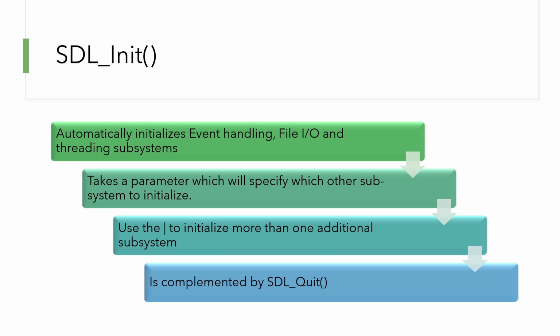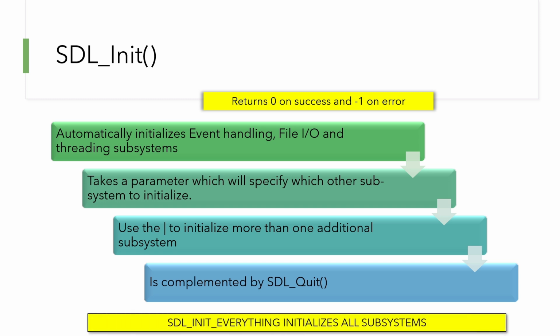Now remember, SDL_Init is a function, and so it has a return value. On success, it will return a 0, and a -1 if it fails. We need to check for this, of course, in our code. Now, instead of passing in the additional subsystems as parameters to this function, we could initialize all subsystems just by sending in one parameter to SDL_Init. And that parameter is SDL_INIT_EVERYTHING.